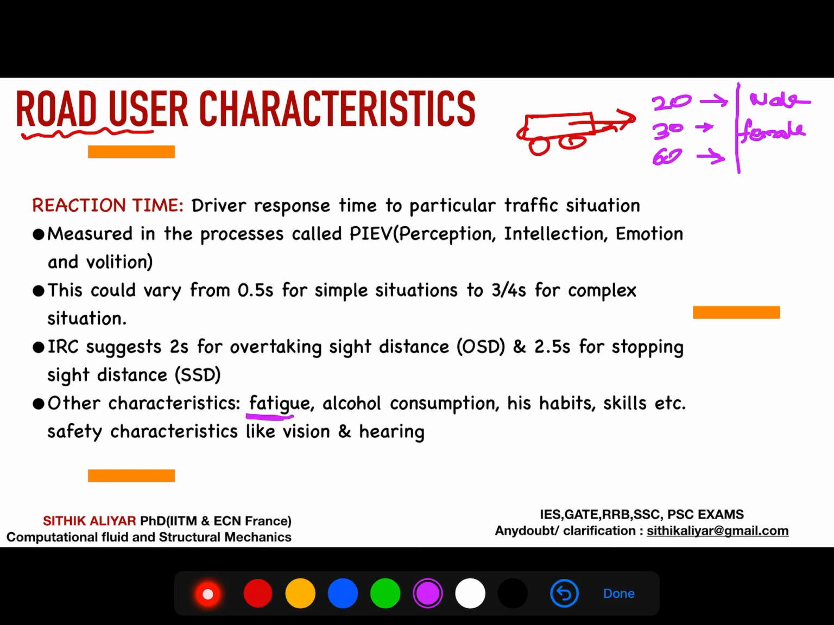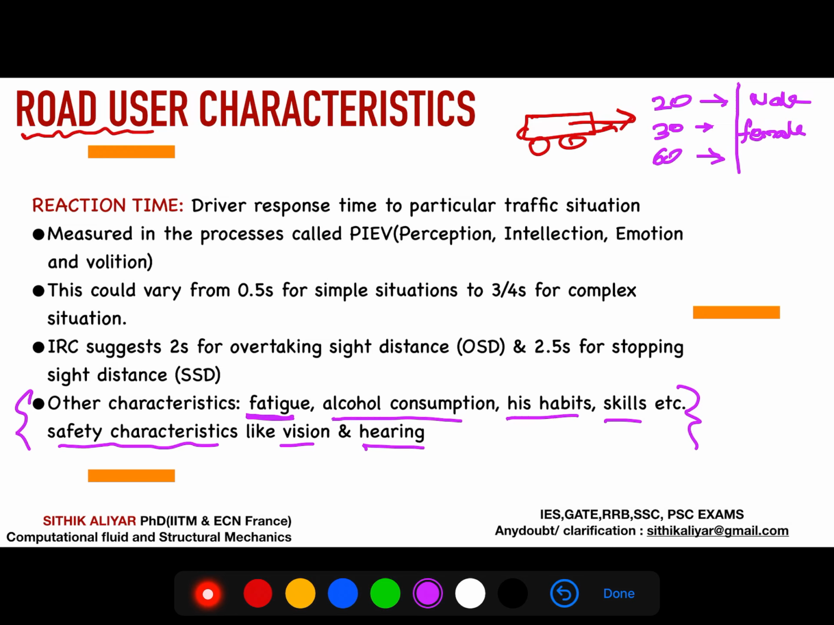I hope you understood the fatigue meaning, right? He is disturbed with something or restless, or whether he consumed alcohol, his habits, his skills, and also his safety characteristics like vision problems and hearing problems. Everything is going to change the geometry required for each person. I hope you understood. Each factor for each type of people needs different types of geometry. So these are the different factors that affect the design because of the road user.